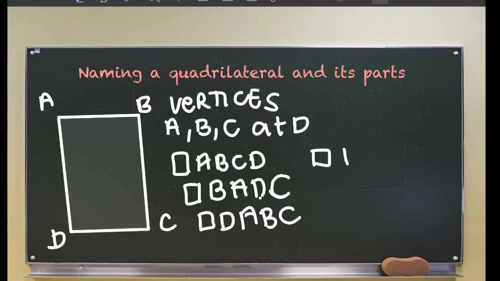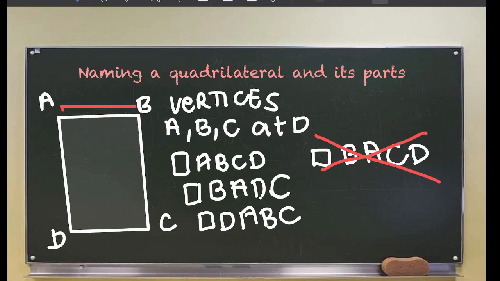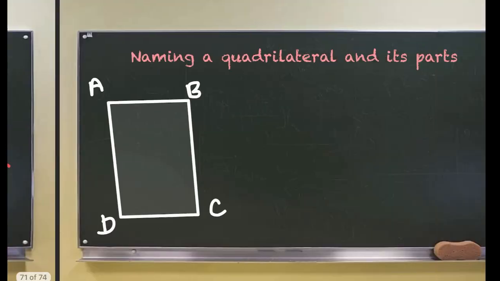How about B, A, C, D? Can we name this quadrilateral BACD? Hindi. Because hindi siya sunod-sunod or they are not consecutive vertices. Tingnan natin. B, A, C, D. Hindi siya sunod-sunod. Hindi siya clockwise, hindi din siya counterclockwise. So, we cannot name this quadrilateral BACD. Now, we are ready to name its parts.